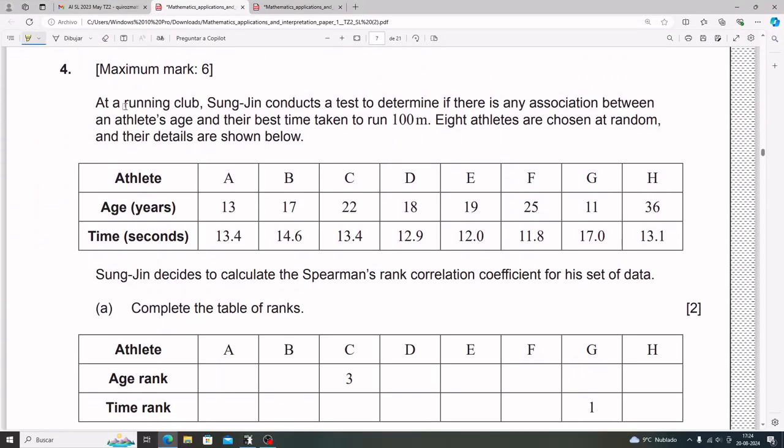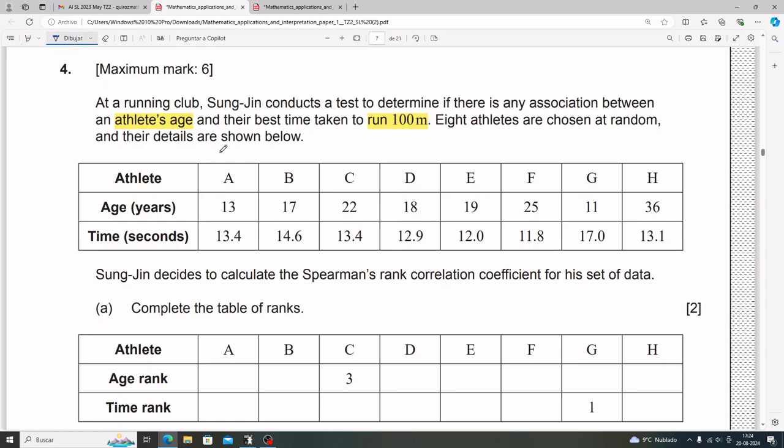Guys, for number 4, we have that at a running club, Sungjin conducts a test to determine if there is any association between an athlete's age and their best time taken to run 100 meters. So, depending on their age, are they better or worse off for running 100 meters? 8 athletes are chosen at random and their details are shown below.